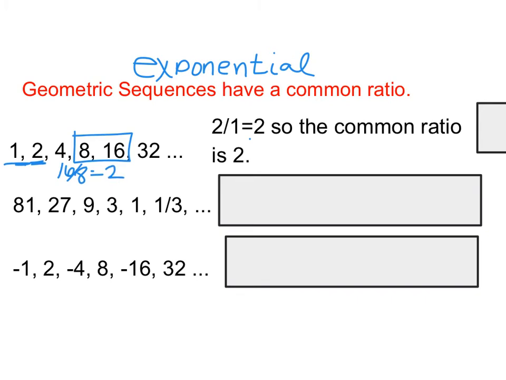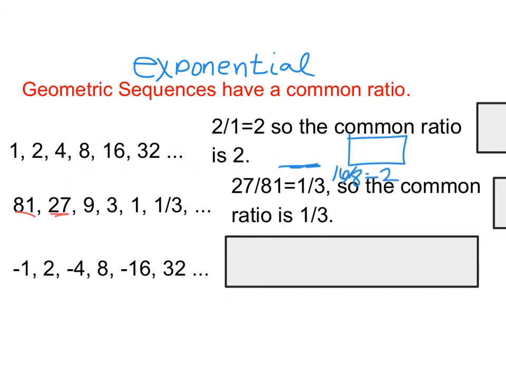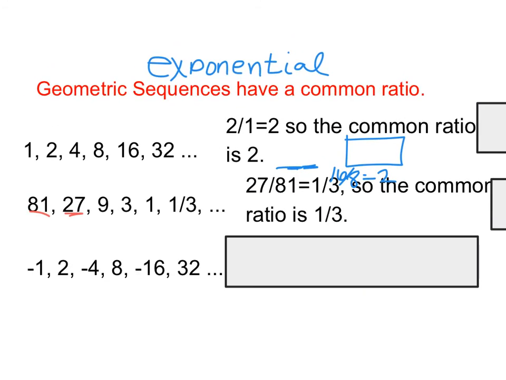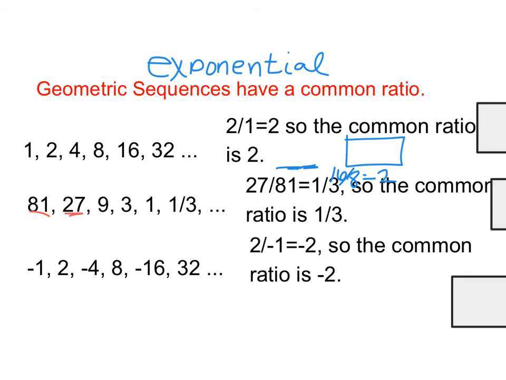Yes? What about the next one? What's 81 divided by 27? 3. It grouped all those. Oops. That's okay. Finally, 2 divided by negative 1 is negative 2, so that common ratio is negative 2, yes?